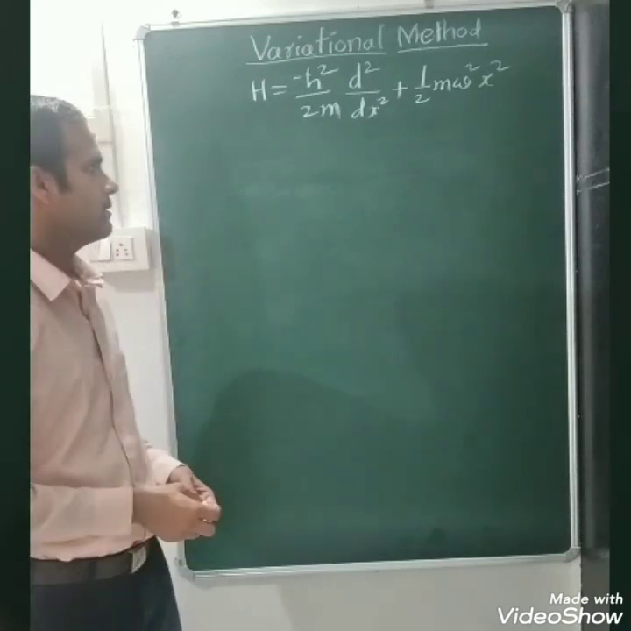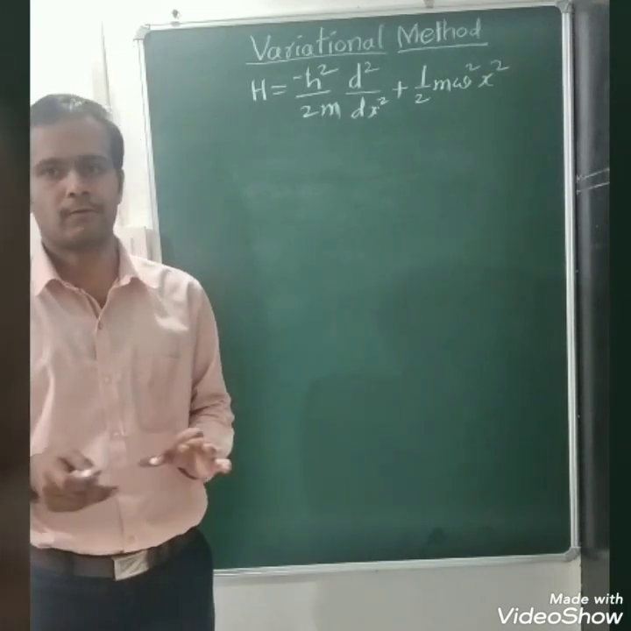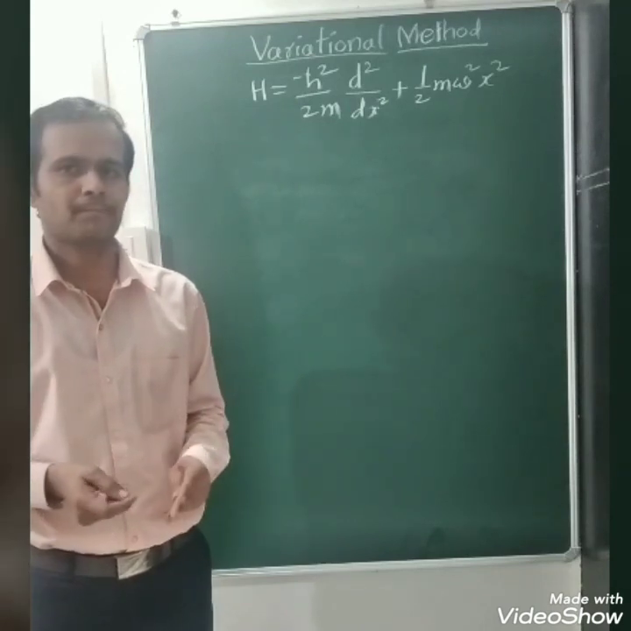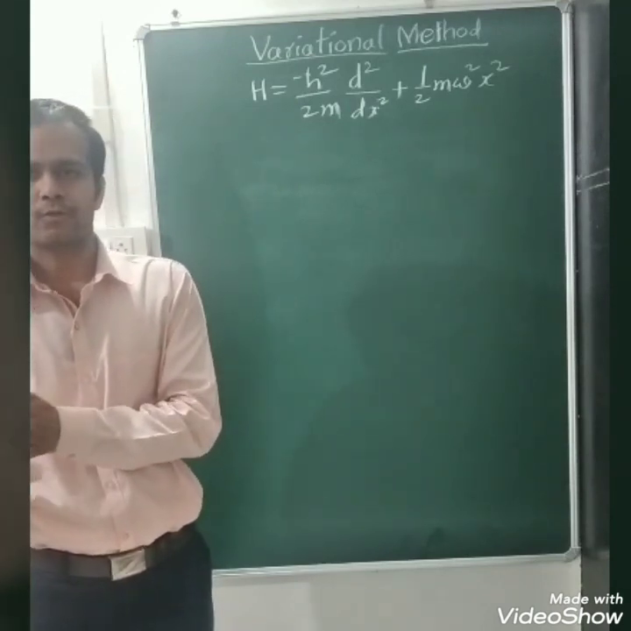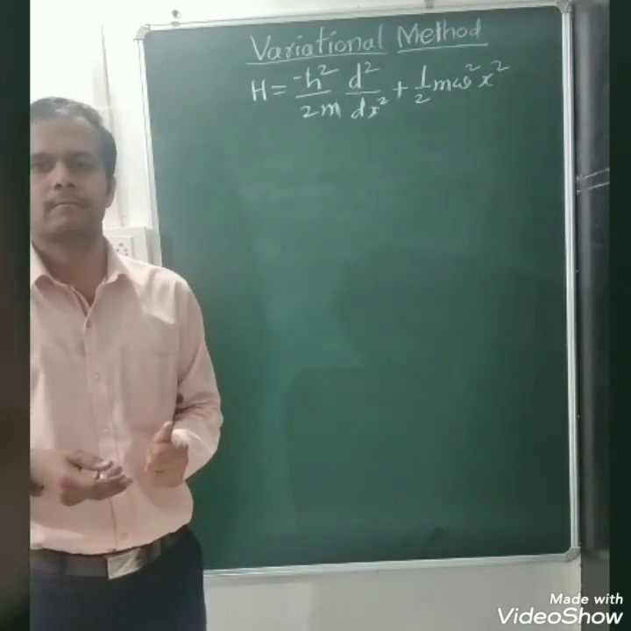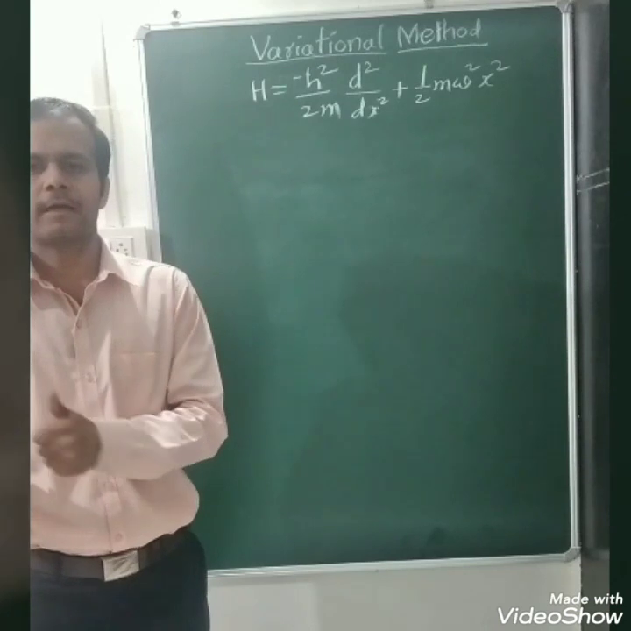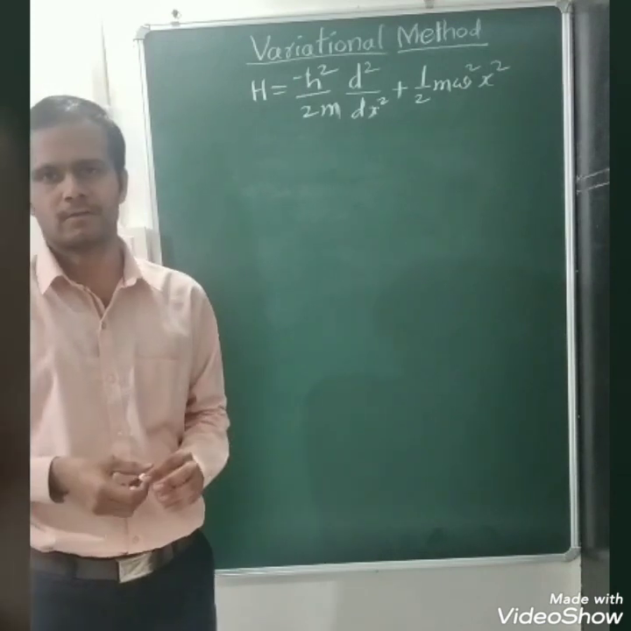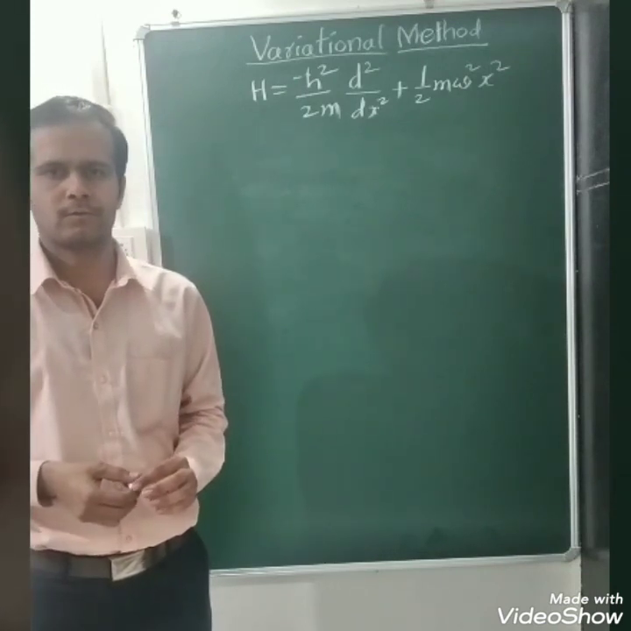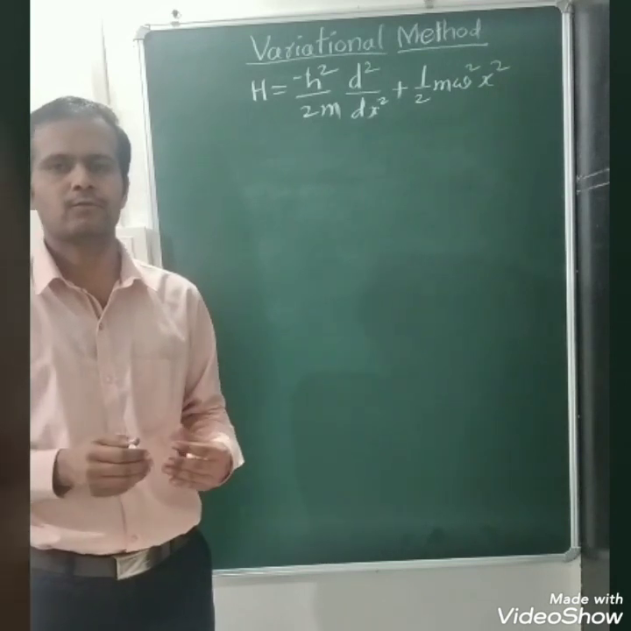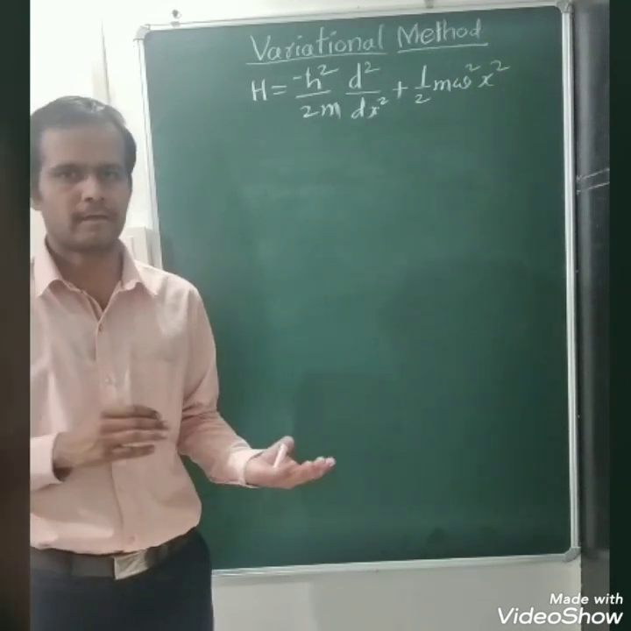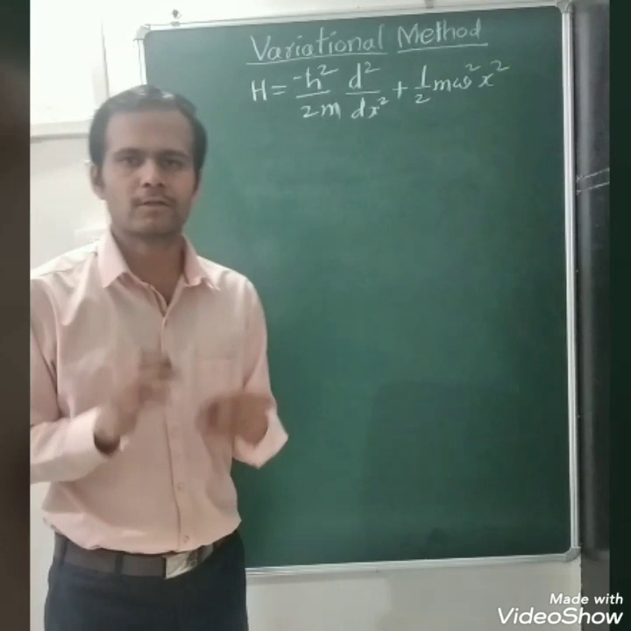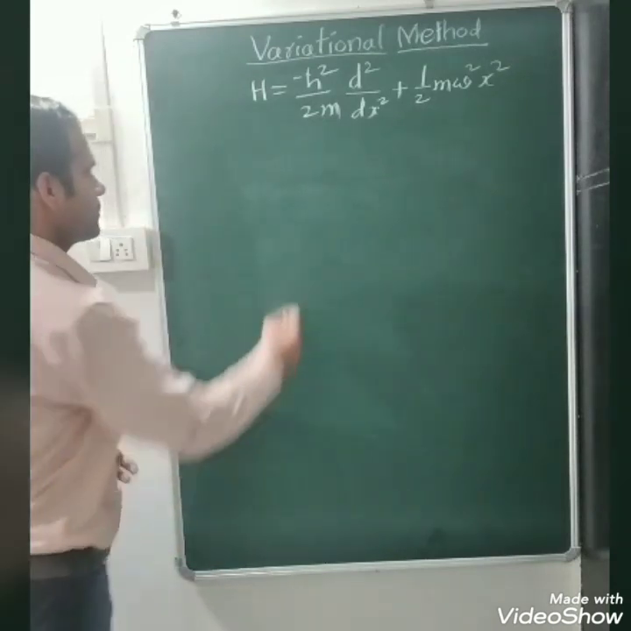Now next we have to guess a trial wave function. In case of the harmonic oscillator, the trial wave function should be smooth everywhere. It doesn't have any nodes and it should be an even function. So we can use a Gaussian function as a trial wave function in the variational method.